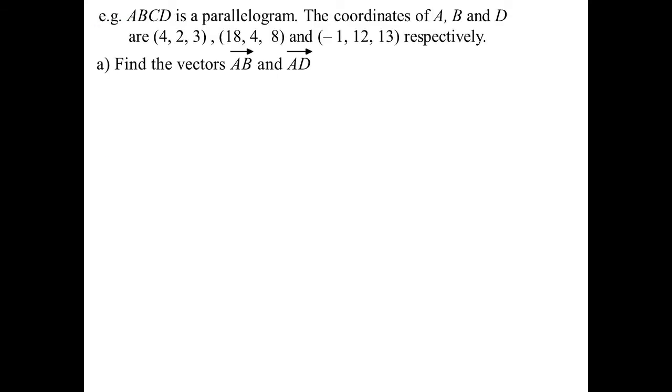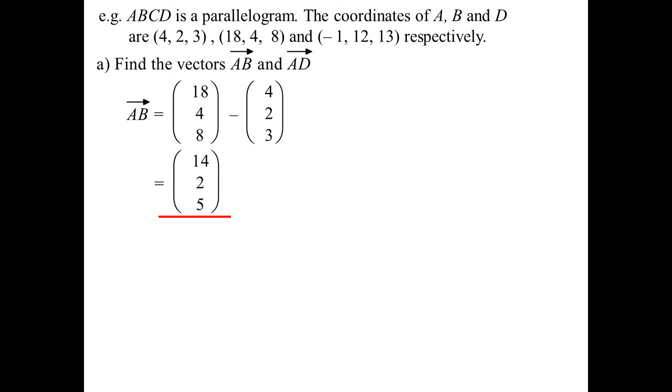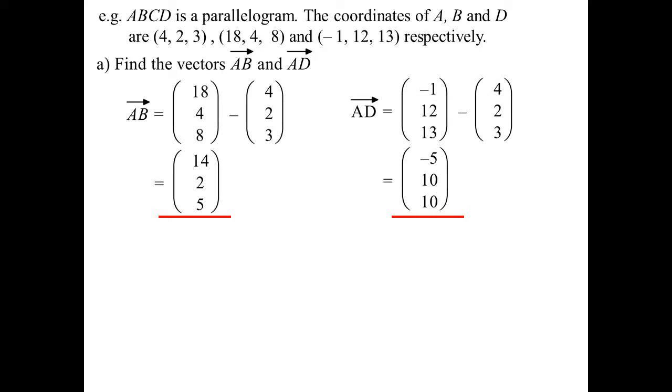So we've got a parallelogram. It's now sitting in 3 dimensions. The coordinates A, B and D have been given. We want to find the vectors AB and AD. Once again, the ideas have not changed from 2 dimensions, or from complex numbers for that matter. We want to find a vector, head minus tail. So AB, and I say I'm using column vectors here, so 18, 4, 8 minus 4, 2, 3, so 14, 2, 5. 14, 2, 5. AD, negative 1, 12, 13 minus 4, 2, 3, we get negative 5, 10, 10. So head minus tail, still the same idea.